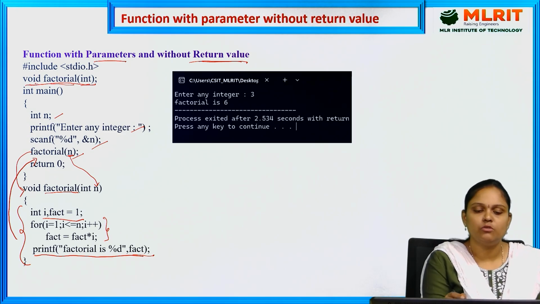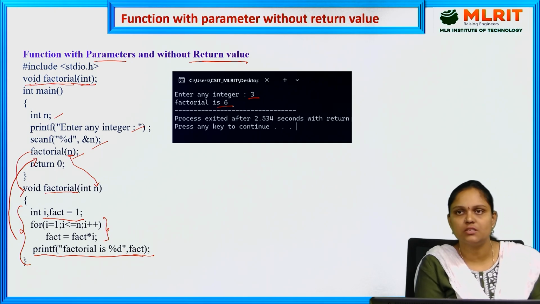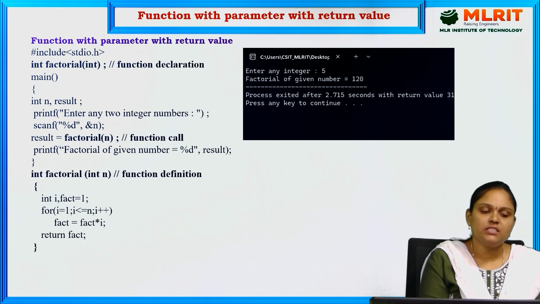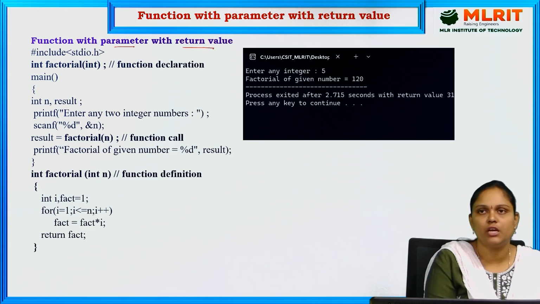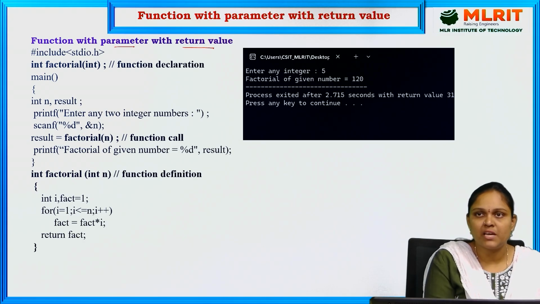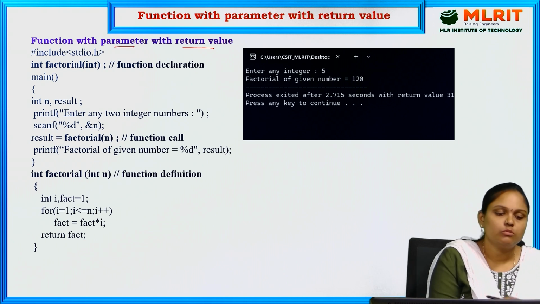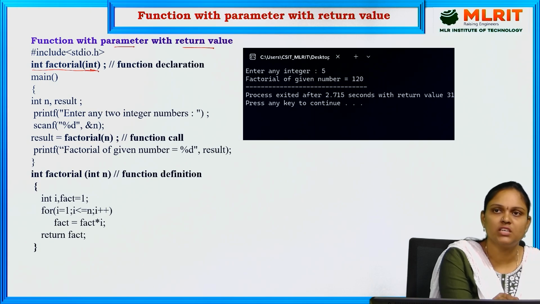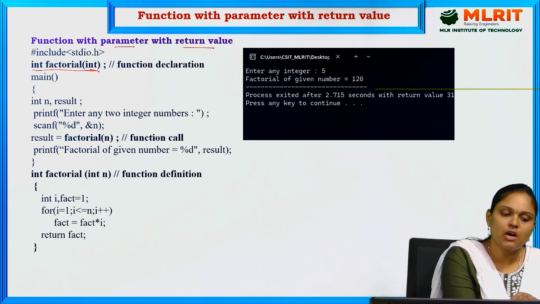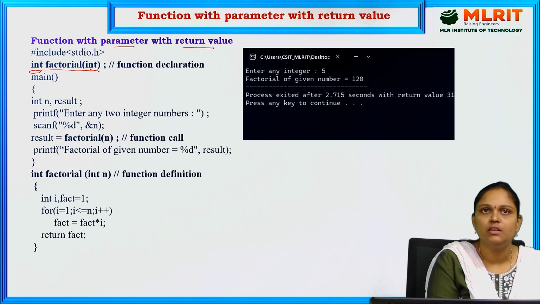Coming to the output, we are entering the digit as 3 and the factorial of 3 is 6. The next category is function with parameters and with return value. So we are passing parameters and also getting a value back. This is the function declaration. Factorial is the function name, the integer value is what we are passing to the function as input, and the output we are also getting is an integer value.